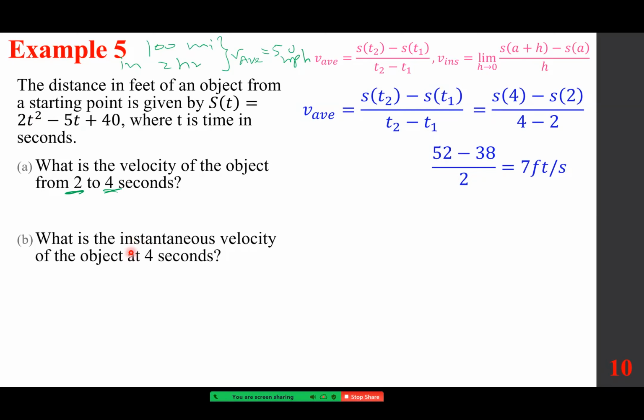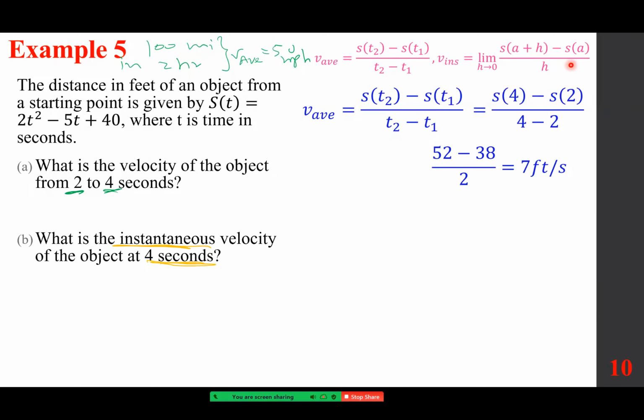But the next one, when it's asking for the instantaneous velocity, or just more importantly, just gives you 1 point in time, which becomes instantaneous velocity. And now you have calculus. V instantaneous, meaning instantaneous velocity, is the limit of S of A plus H minus S of A over H as H approaches 0. I hope if you go back to f of x and how we found the derivative function f prime of A, we are using the same concept here.